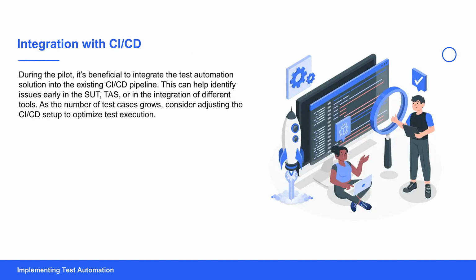As your pilot project advances, it's highly recommended to integrate your test automation solution into your existing CI/CD pipeline. This integration allows you to catch issues early, whether they're related to the system under test, SUT, the test automation solution, TAS, or the overall integration of different tools within your organization. The sooner you can identify and address these issues, the smoother your test automation will run. And as your number of test cases grows, you might need to tweak your CI/CD setup to better accommodate the increasing load and ensure that tests are running efficiently.